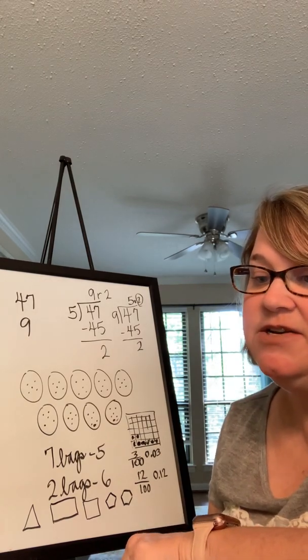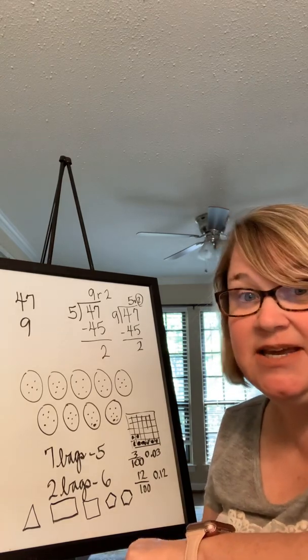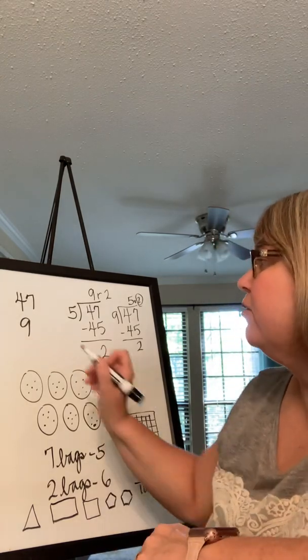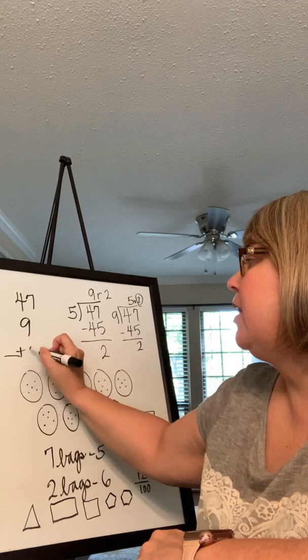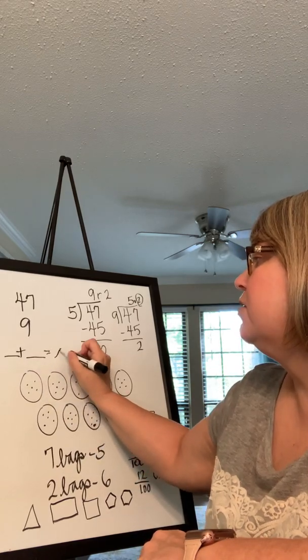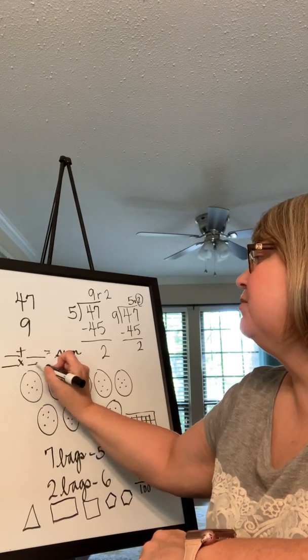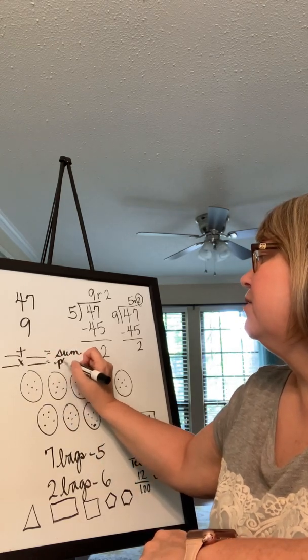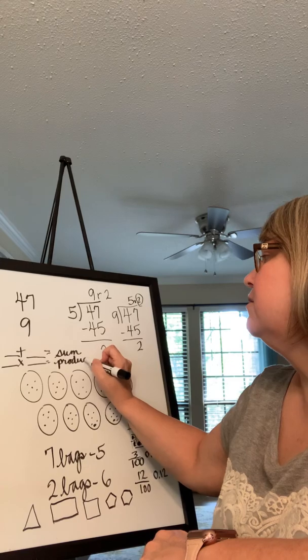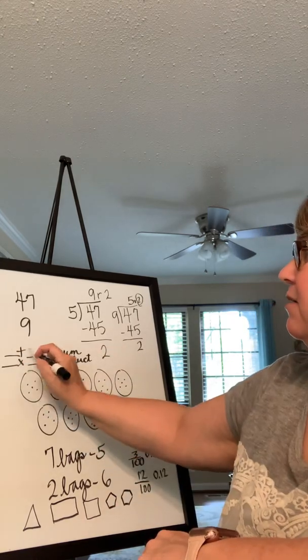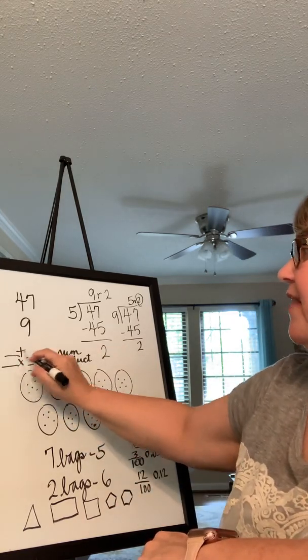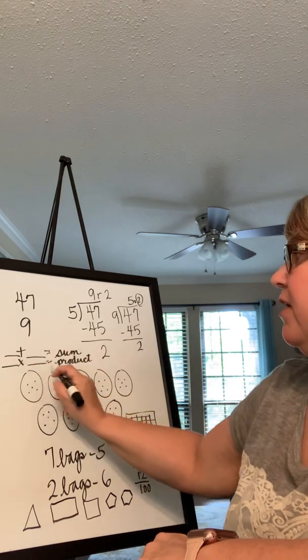So, also you need to know the difference between a sum and a product. So hopefully you remember blank plus blank equals the sum, but blank times blank equals the product. So when you're adding, you add the addends and get the sum.